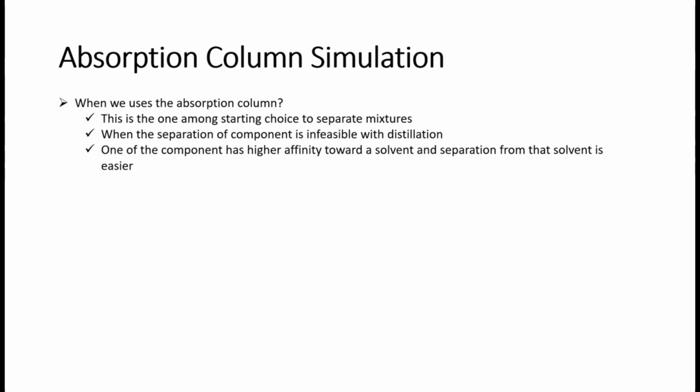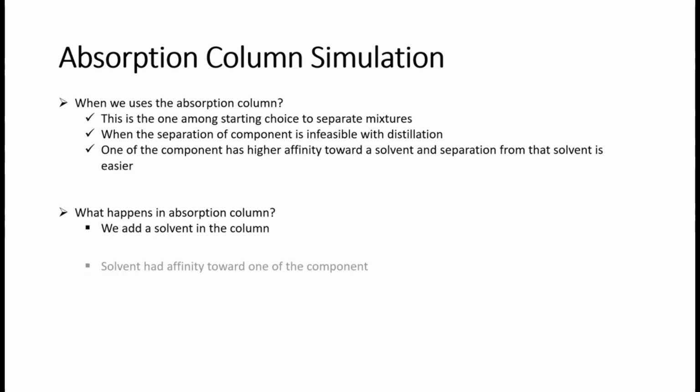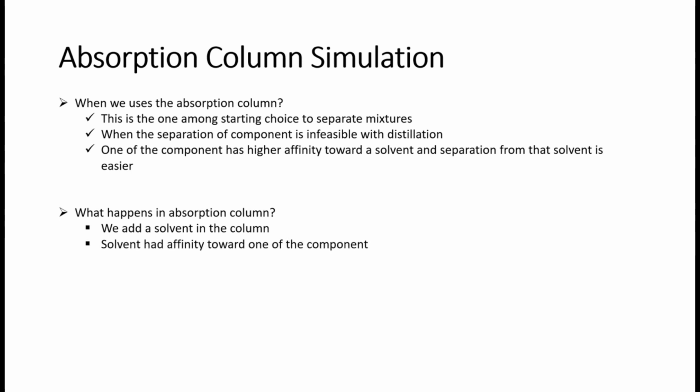Or when we find that one of the components has a higher affinity toward one of the solvents and can easily be separated from the other component, then we go for this. And what happens in the absorption column: we add a solvent in the column, the solvent has an affinity toward one of the components, that component is extracted by the solvent and dissolved in it, and in this way it enables the separation.